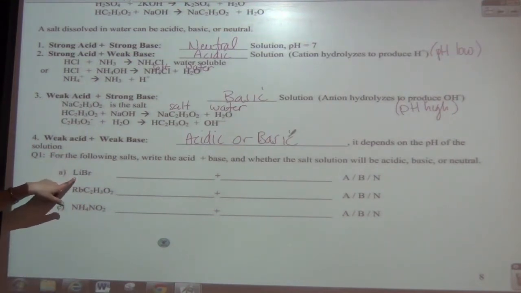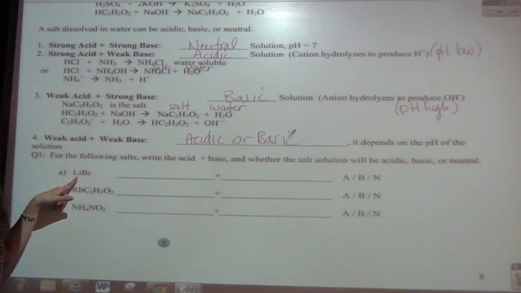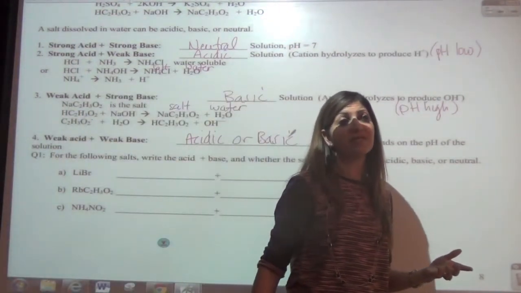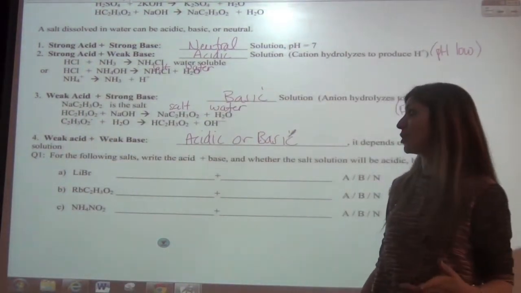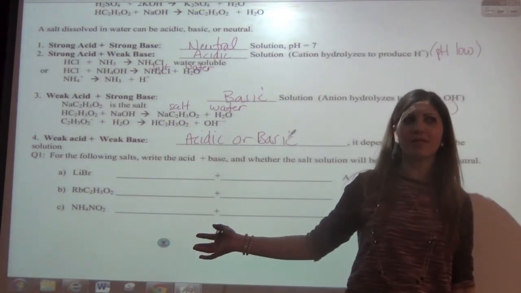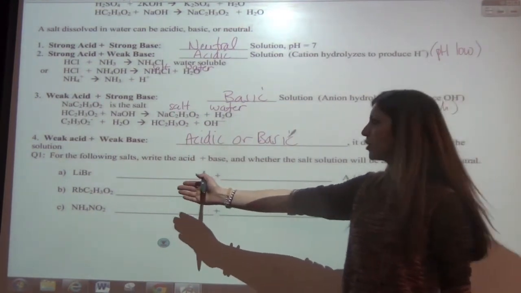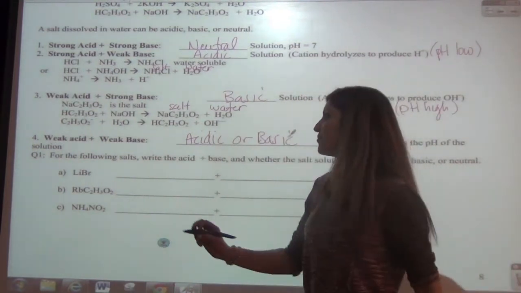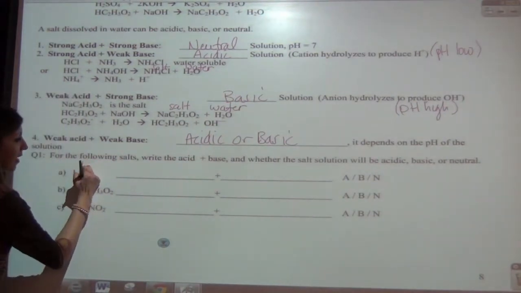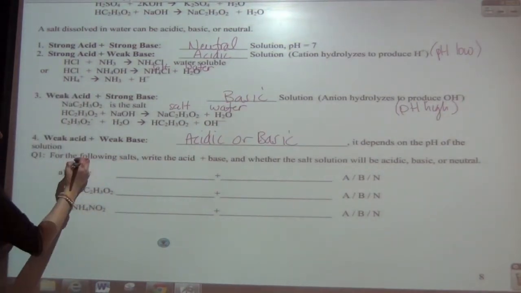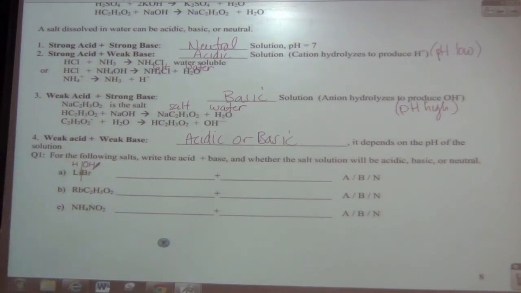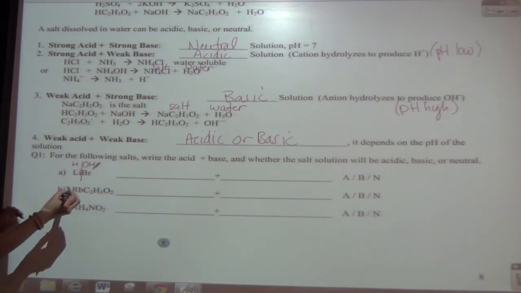So let's try this. It says, for the following salts, write the acid and the base and whether the salt solution will be acidic, basic, or neutral. You probably have seen these questions on AP exams that you've been taking on practice exams where it says, label whether the salt is acidic or basic, and it doesn't make sense because you're looking at that and you're like, what? I don't know if that's an acid or a base. So what you're going to do is, I want you to split it in half, okay? And what I want you to write is on top of it, this is my trick, okay? I want you to write HOH, like you're writing water, okay? I want you to write HOH. And then what you're going to do is you're basically going to cross them, okay?